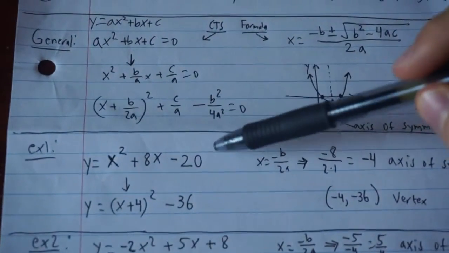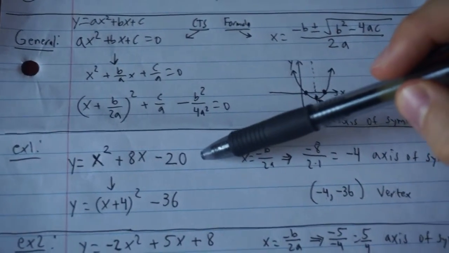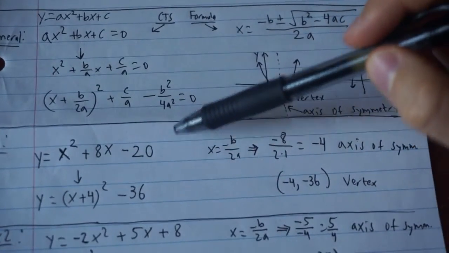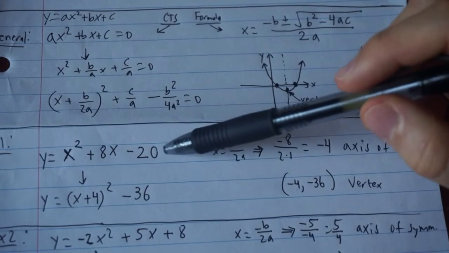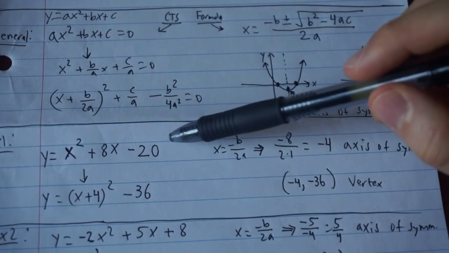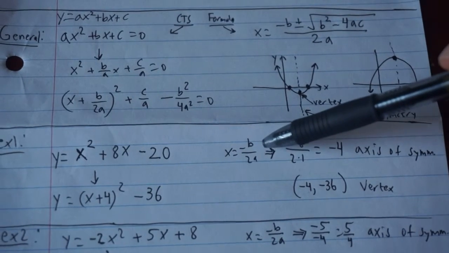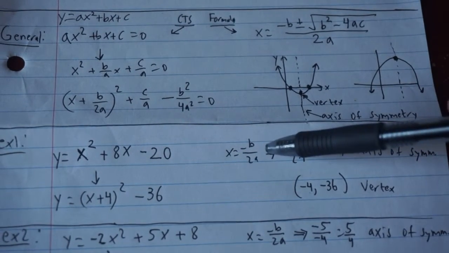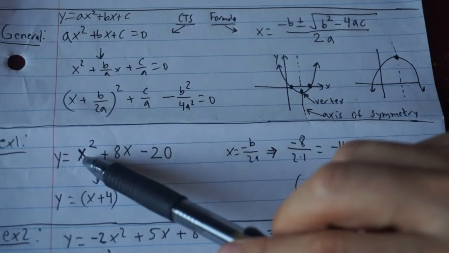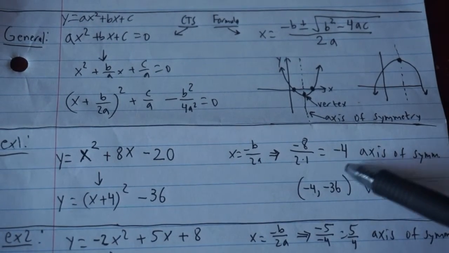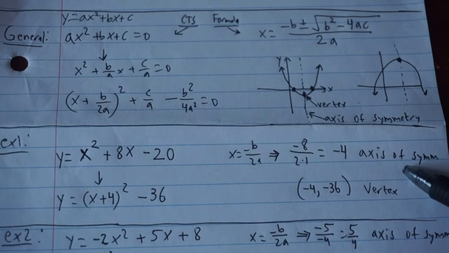Example number 1: you have this curve, y equals x squared plus 8x minus 20. There are 2 ways to do this. One way is, let's just not think, and use our little formula of x equals negative b over 2a to find the axis of symmetry. Here, our b is positive 8 and our a is 1. When you plug everything in, you get negative 8 over 2, which is negative 4. There's your axis of symmetry.